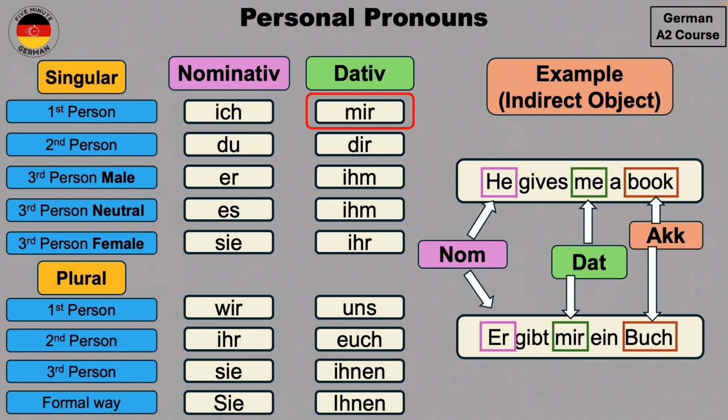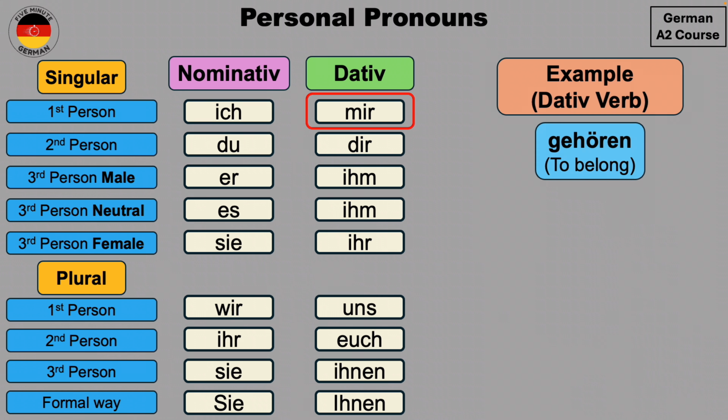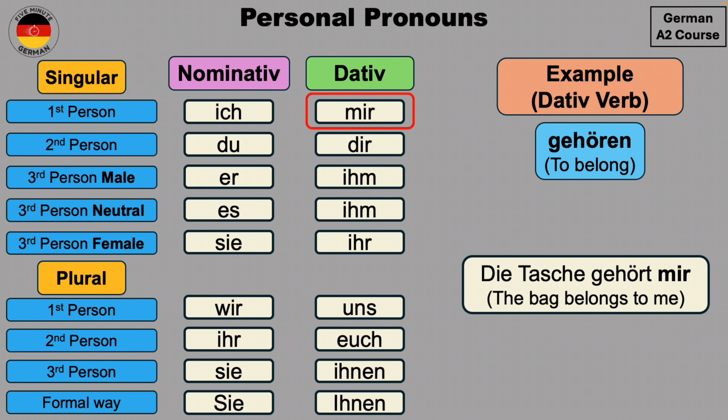That's why we used mir. Now let's take an example with one of the dative verbs. So I will take the verb gehören, which means to belong. So a sentence will be Die Tasche gehört mir. The bag belongs to me. So you see over here again we have used mir, which is the dative personal pronoun for first person singular.